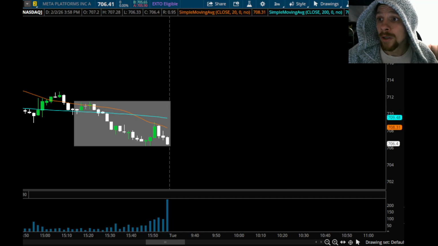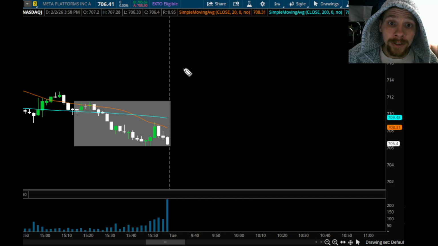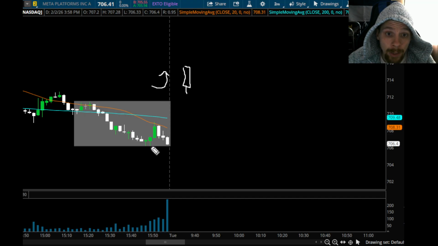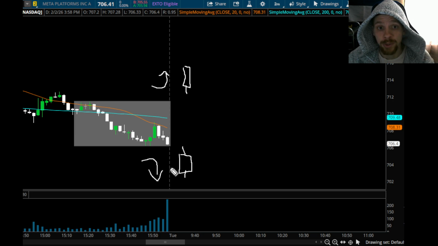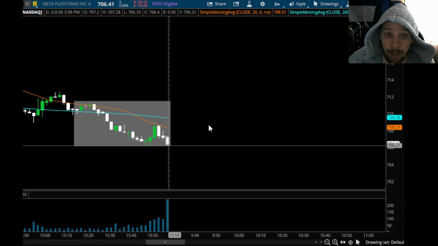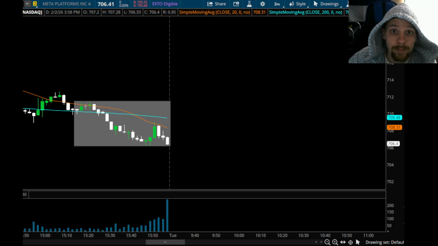So if we get the open, right now, that's pretty much it. That's all I do. I'm just waiting on the open because if we open up here like this, then I would be bullish on this with price continuing to the upside. If we open below, we open something like this, then I would be bearish and I would think price would continue to the downside. So that's it.